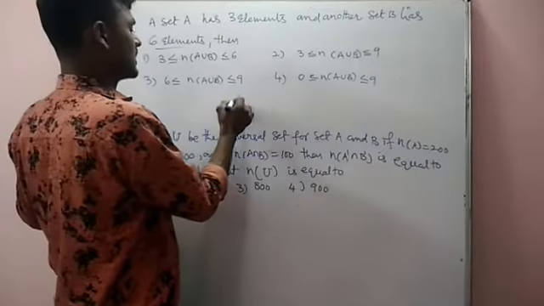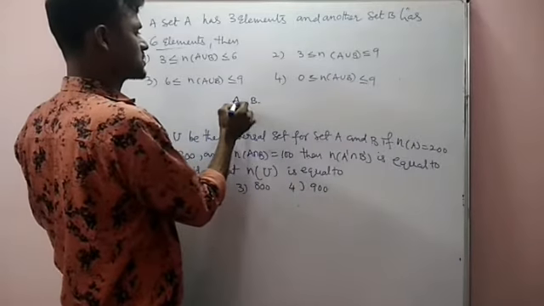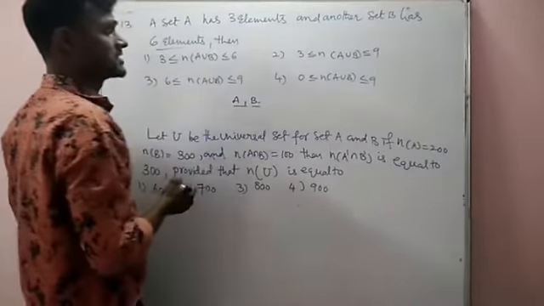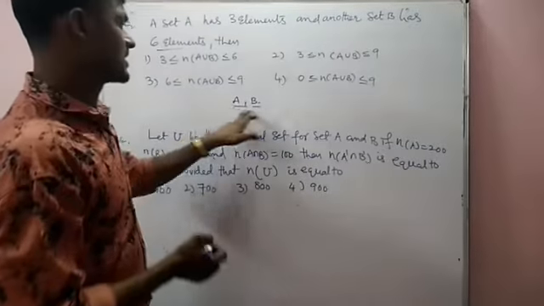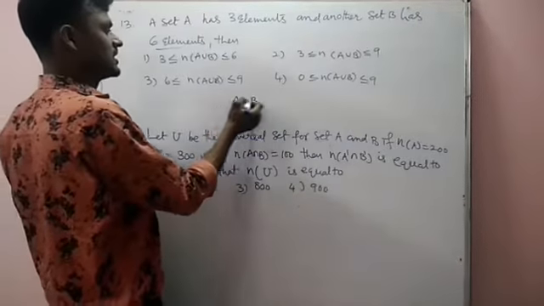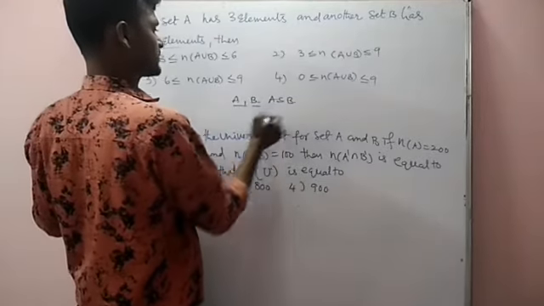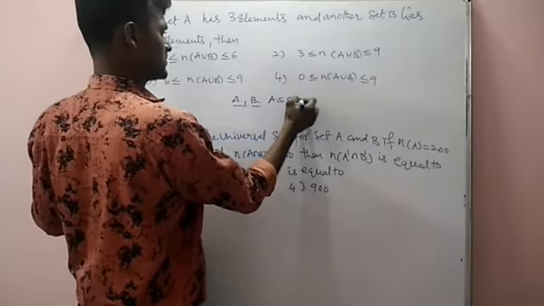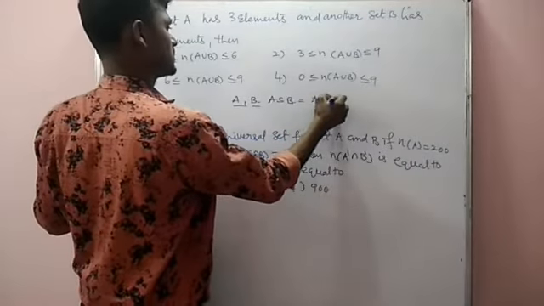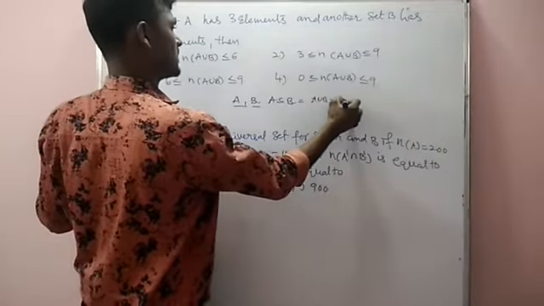See here, A and B. Suppose these two are not disjoint sets. Not disjoint sets means, suppose A is a subset of B. A is a subset of B means A union B is equal to B. Then how many elements? Minimum 6 elements.